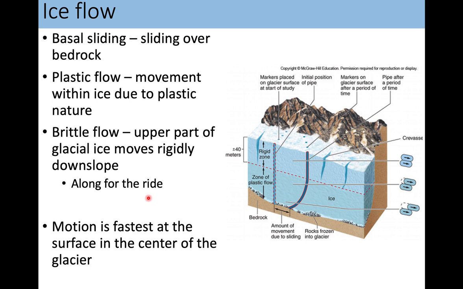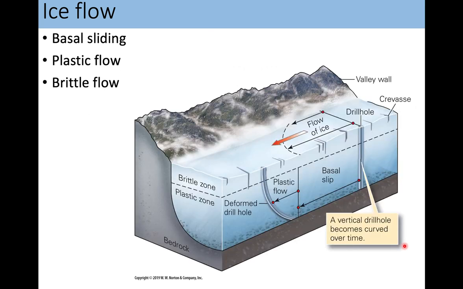So motion of the glacier is fastest at the surface and in the middle. So it's the same as when we talked about speed in a stream. So away from the friction of the edges of the glacier, where the ice is slowed down by the bedrock, both on the bottom and on the sides, the fastest part of the ice will be on the surface and in the center of the glacier.